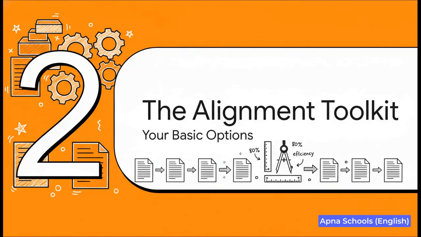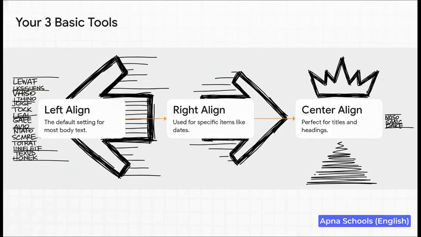Okay, so let's pop open the hood and look at your basic alignment toolkit. Think of these as the foundational settings that'll handle probably about 80% of what you need to do. First up, you've got left aligned. This is the default in most programs, right? It gives you that clean, straight edge on the left, which is super easy for our eyes to read. Then there's right aligned. You'll probably only use this for specific things like a date or a signature line. And finally, center aligned. This one's a no-brainer for making titles and big headings really stand out.